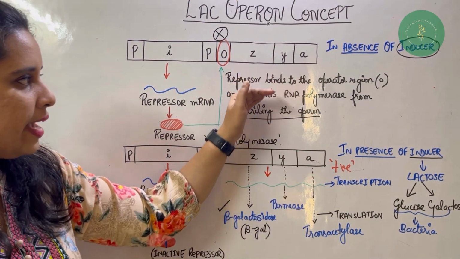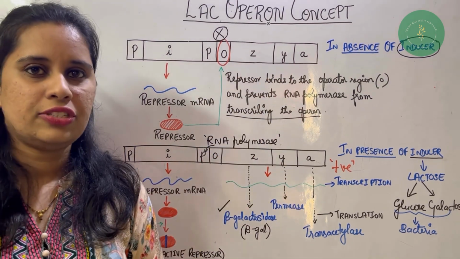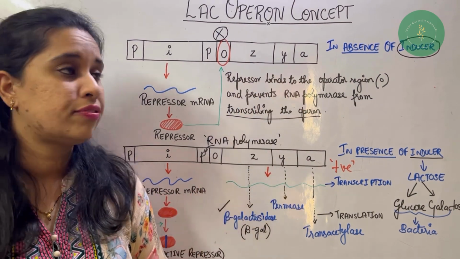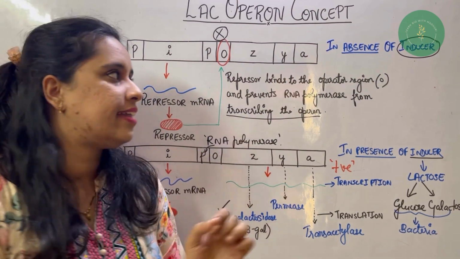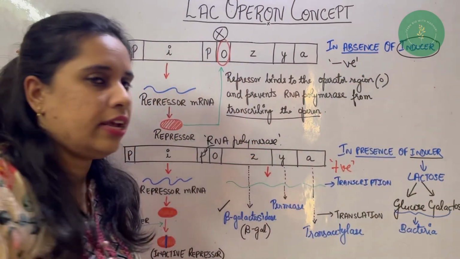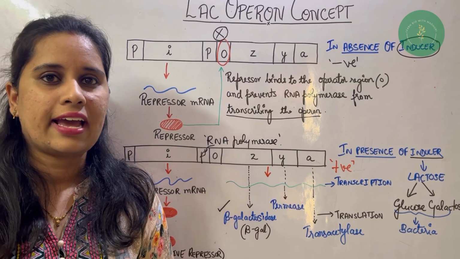So there will be no enzymes liberated from these structural genes, because this is known as switching off, or the regulation of the LAC operon is negative regulation, or we can also call it switching off of the LAC operon.